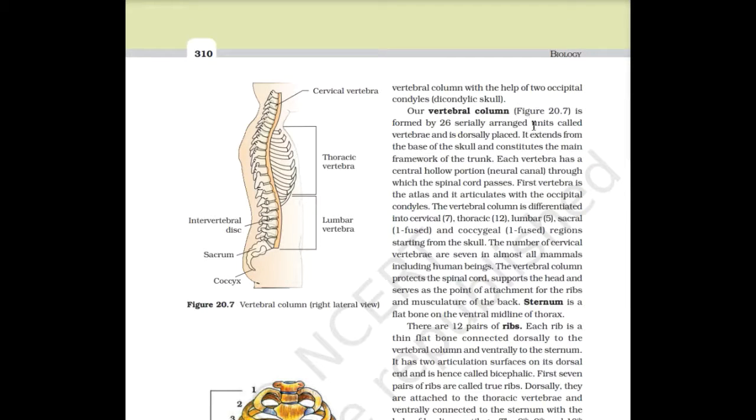Our vertebral column is formed by 26 serially arranged units called vertebrae and is dorsally placed. It extends from the base of the skull and constitutes the main framework of the trunk. Each vertebra has a central hollow portion, the neural canal, through which the spinal cord passes. The first vertebra is the atlas, and it articulates with the occipital condyle.